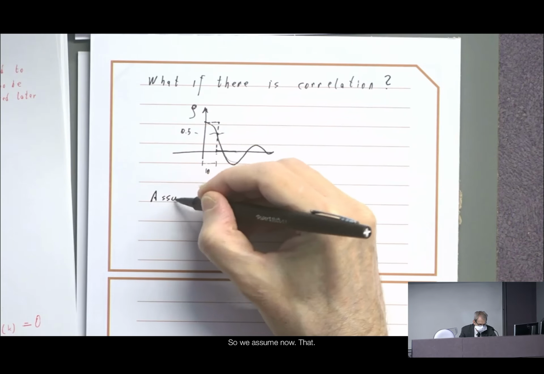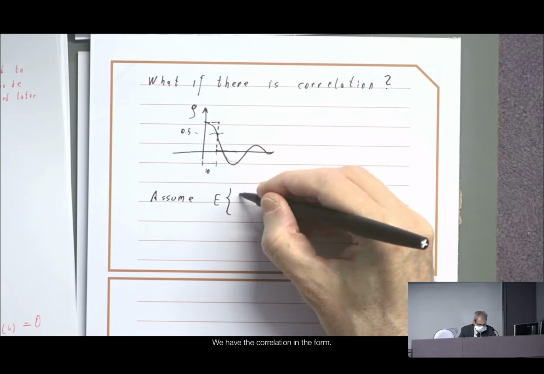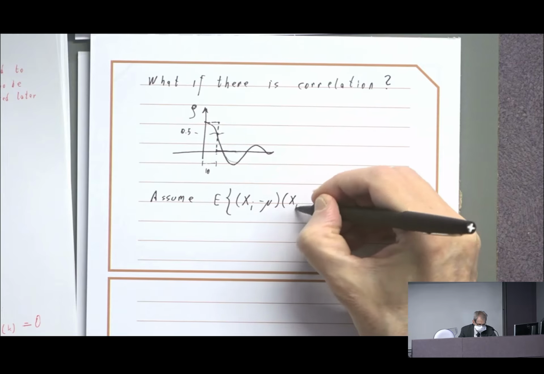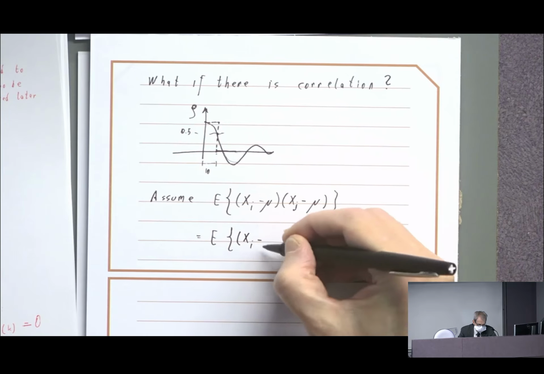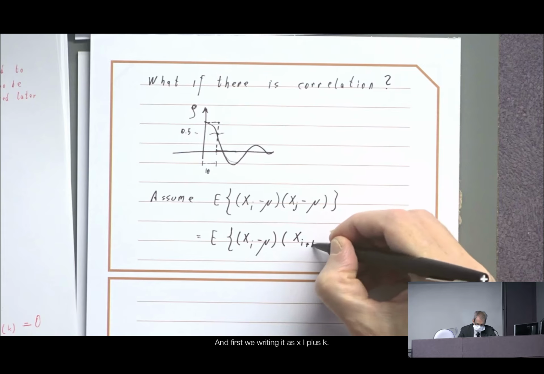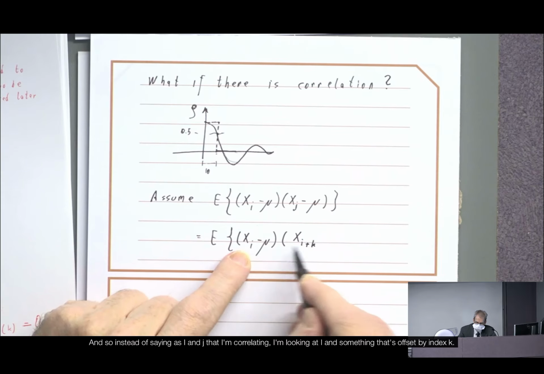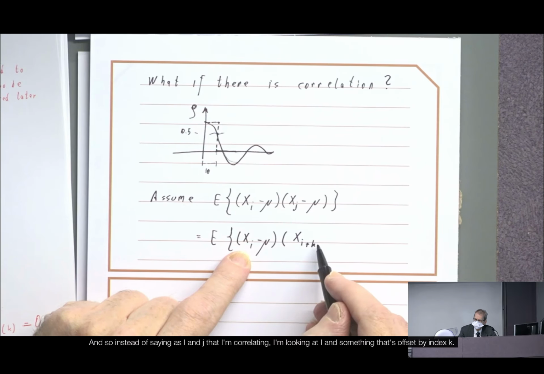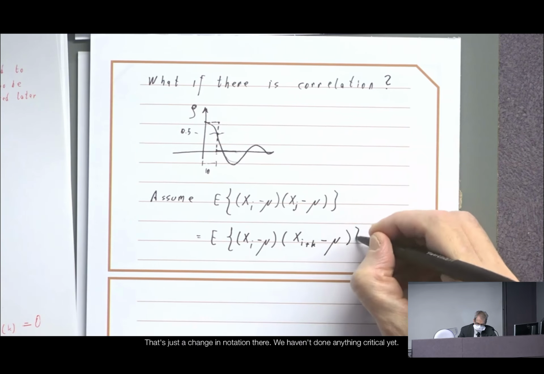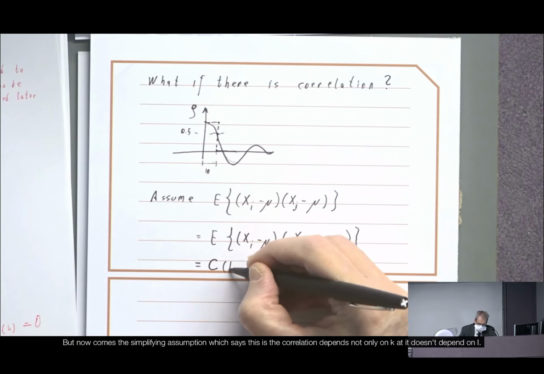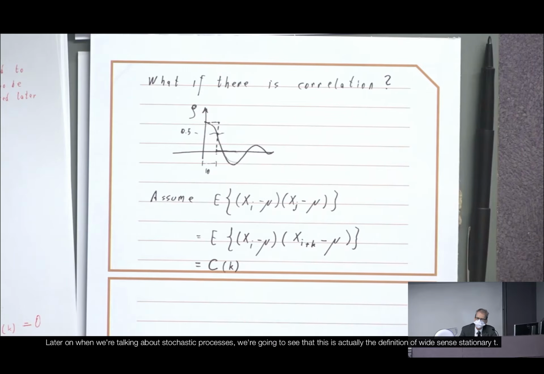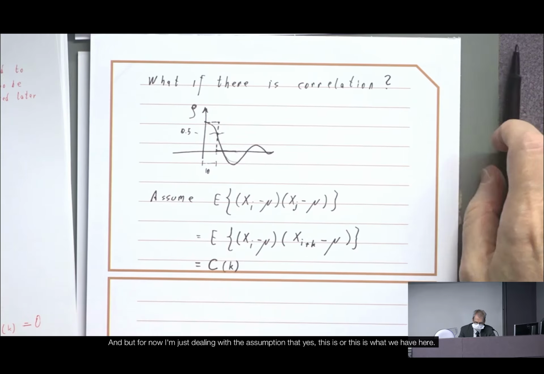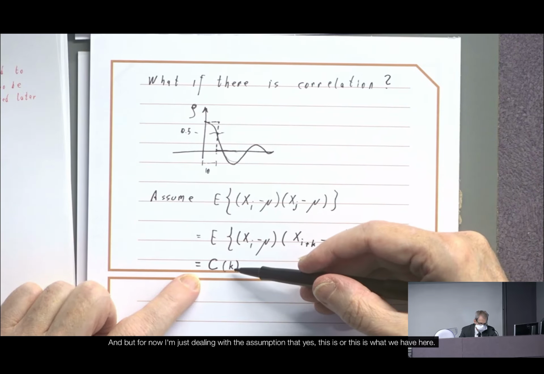So we assume now that we have the correlation in the form that this expectation becomes the expectation of, I'm first rewriting it as x_i times x_{i+k}. Right? So instead of saying I have i and j that I'm correlating, I'm looking at i and something that's offset by index k. That's just a change in notation there. We haven't done anything critical yet. But now comes the simplifying assumption, which says this is the correlation that depends now only on k. Right? It doesn't depend on i. Later on, when we're talking about stochastic processes, we're going to see that this is actually the definition of wide-sense stationarity. But for now, just deal with the assumption that, yes, this is what we have here.